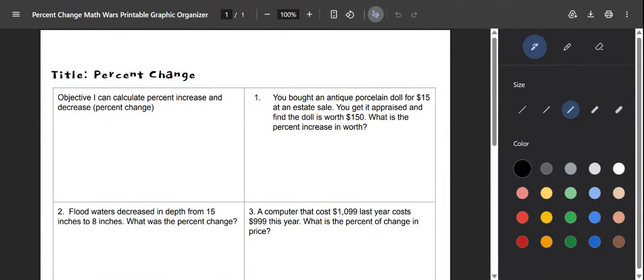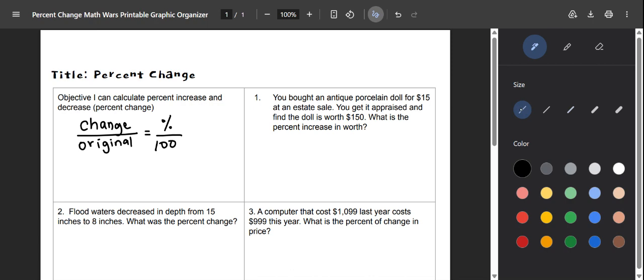Today we are going to learn how to calculate percent increase and decrease, or what is known as percent change. Something we need to know before we can calculate percent change is that it is just the ratio of the amount of change compared to the original or starting amount, and then we will make it a percent, which means it's out of 100. So if you can remember that ratio, that setup, then we'll be fine on solving percent change.